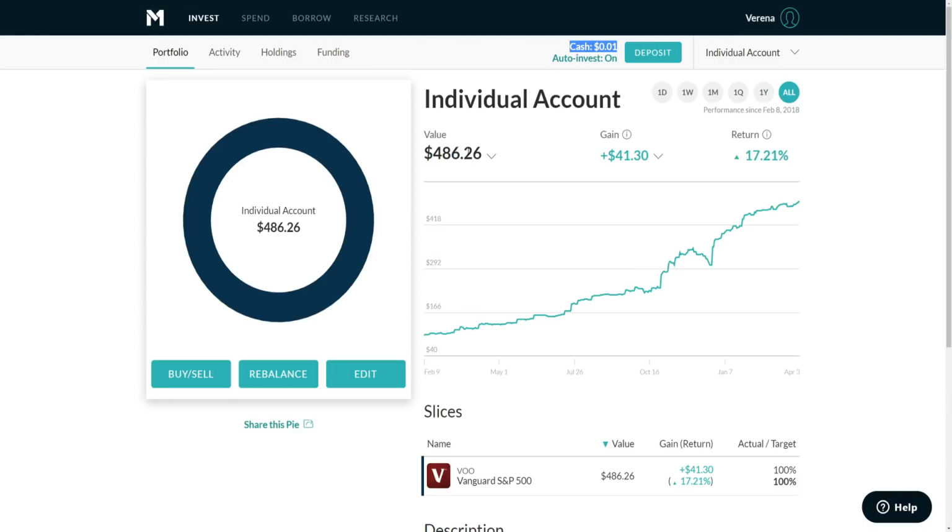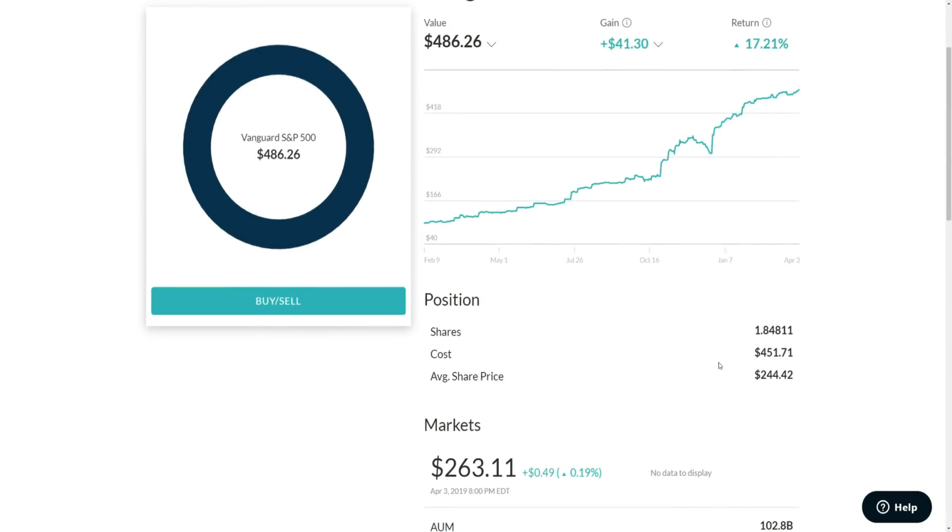Sure, we wrapped that cash into the market. It's going to help out our equity so long as the markets continue moving higher. But because we did buy at a higher price, we can see here that our average share price has increased from $244.31 to now $244.42. And the cost here, if you were to subtract 449.05 from the earlier portion from 451.71, we would be sitting at a $2.66 difference there. And we can see that the earlier shares were at 1.83804, now 1.84811.